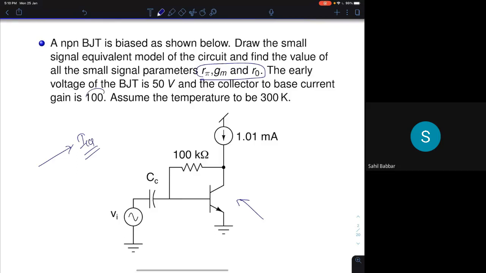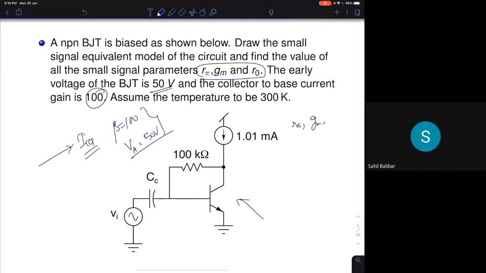Beta is given to you, beta is 100. And what else is given to you? The early voltage VA is given to be 50 volts. All these parameters are now given to you. You are supposed to find the small signal parameters r pi, gm and r naught.